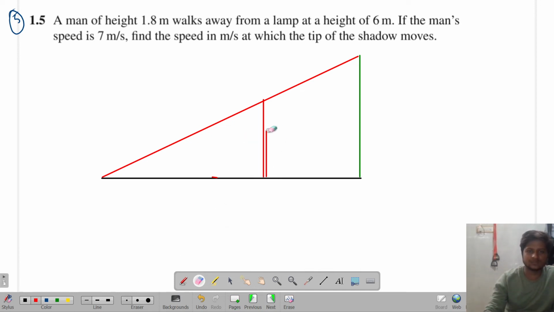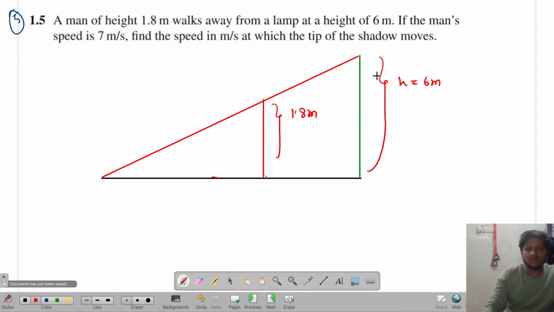Are you able to understand this or not? If the lamp is here, this height is h equal to 6 meter. This height is equal to 1.8 meter. Now, if this particular man moves with how much speed? 7 meter per second. Now, it is not given where the man is moving.